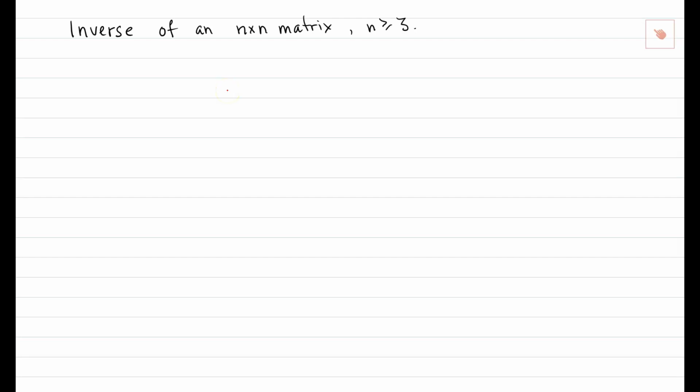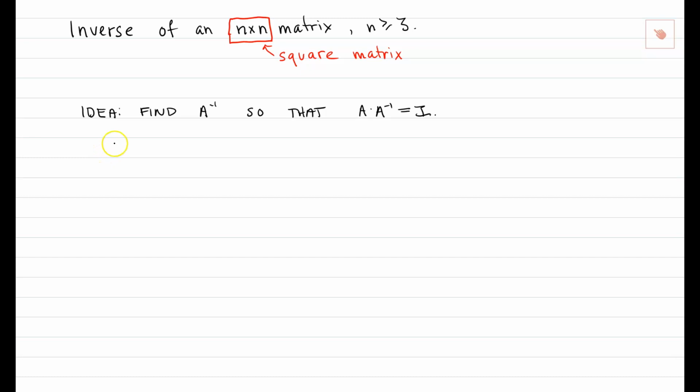But let me just point out that we're talking about an n by n matrix. That means that inherent in everything we're going to do, we have to have a square matrix. First, I want to run through a little bit of explanation about why what we're going to see works. Our idea is to find a matrix A inverse so that A times A inverse will be equal to the identity matrix.